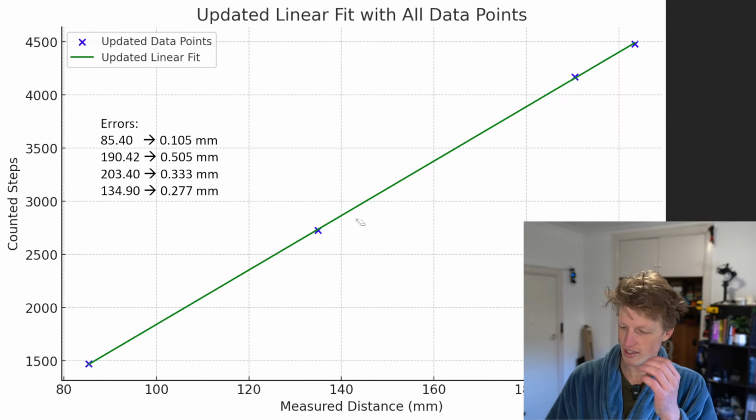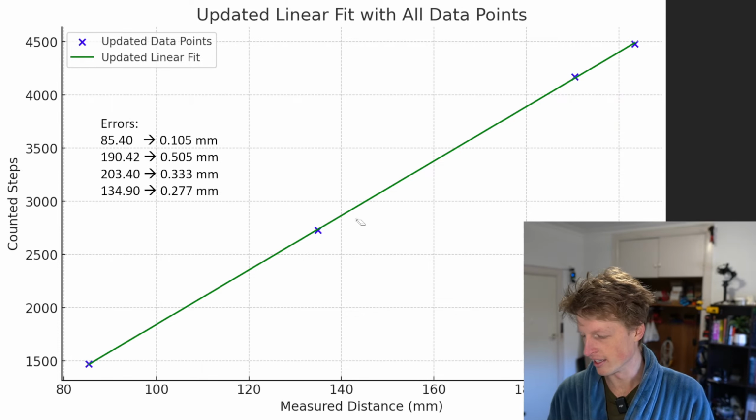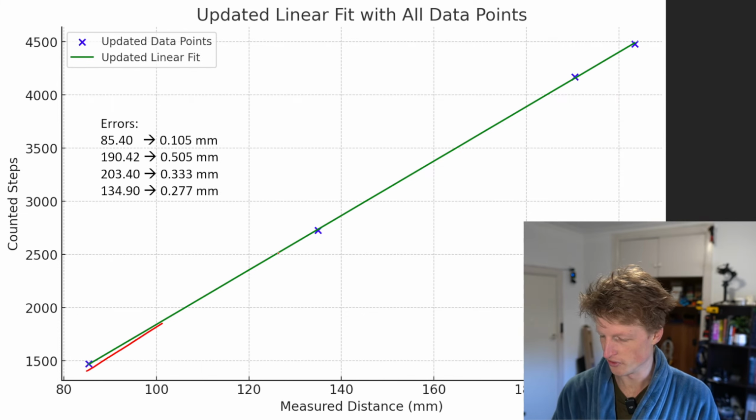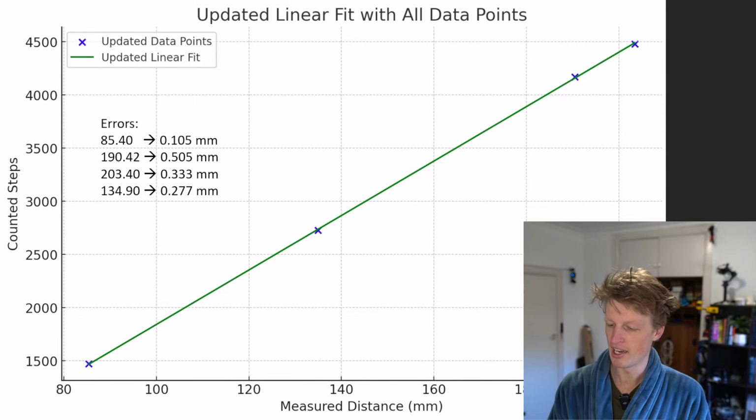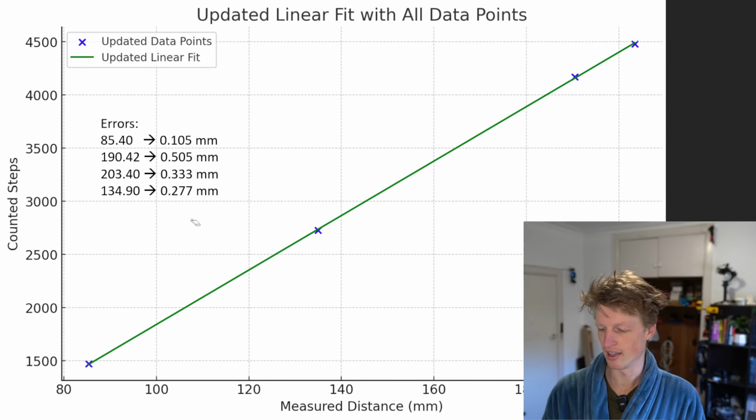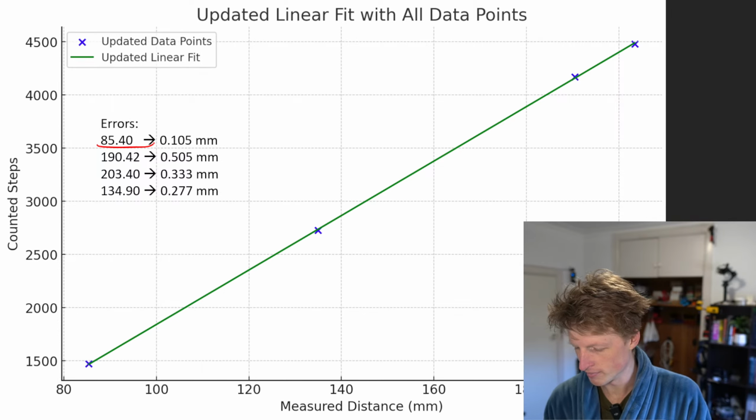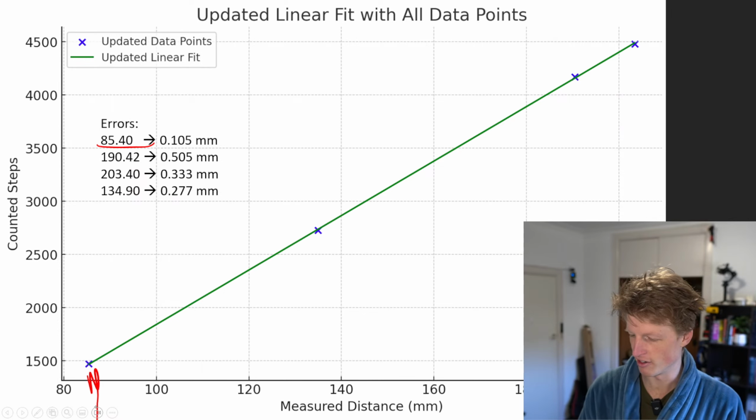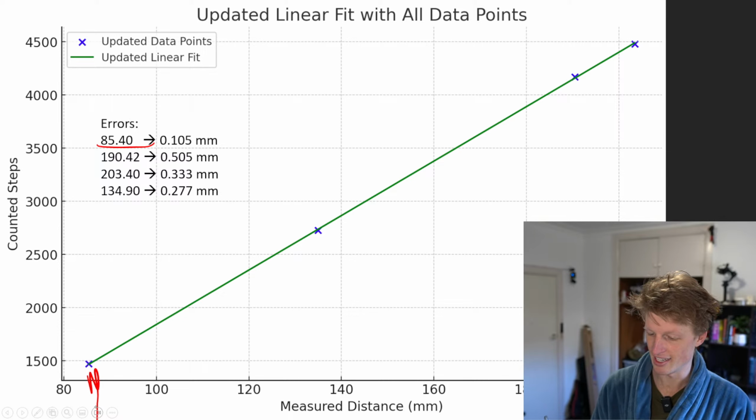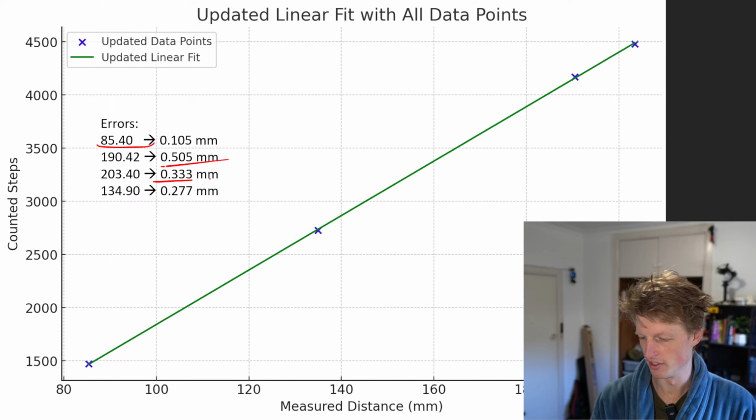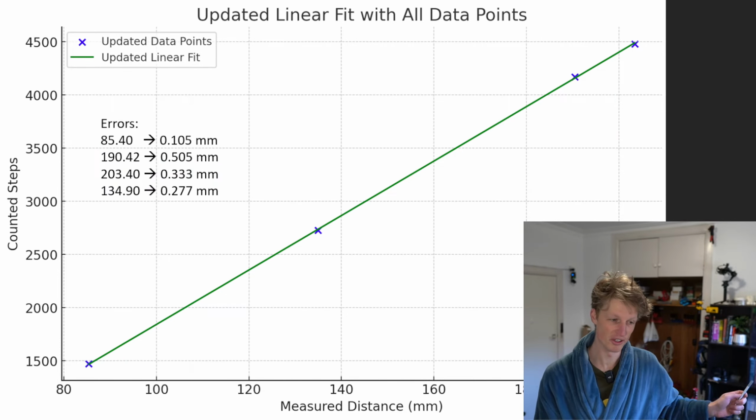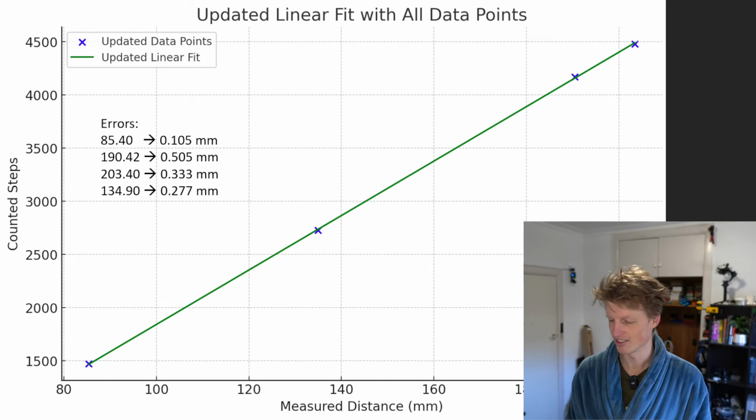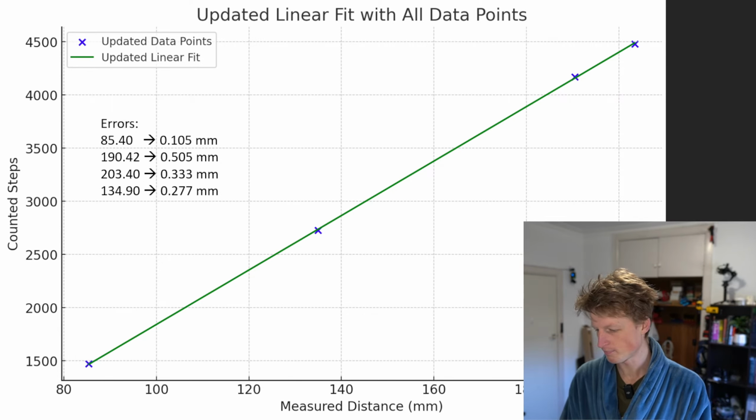If we took this green line, our fitted line, as gospel, and then compared our actual measurements to that line, we can see that the measured distance at 85.4 millimeters is actually off by 0.1 millimeters. You can see the rest for all of them. So the maximum difference that we have here is 0.5 millimeter, which as we saw before, is not good. It's not going to cut it. We need much, much more precise than that.